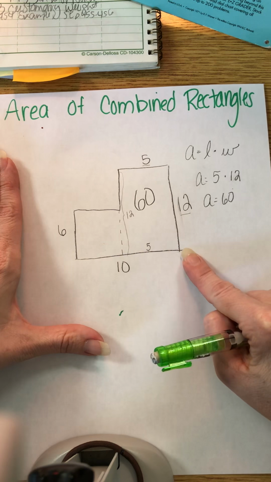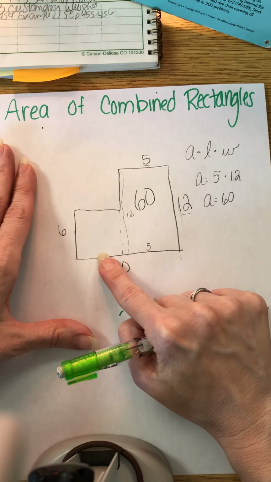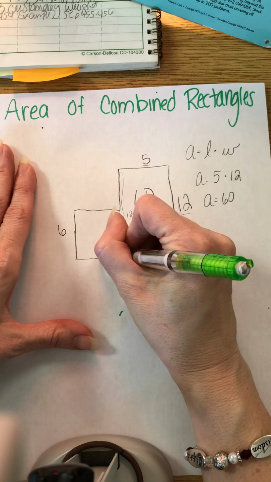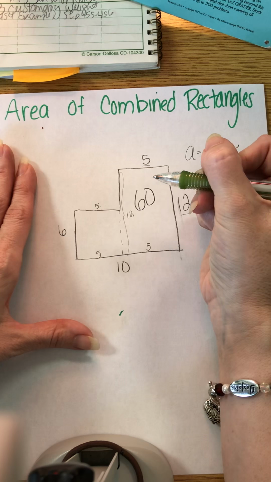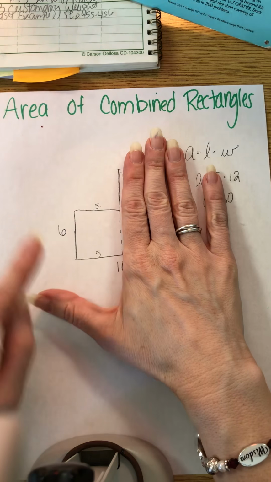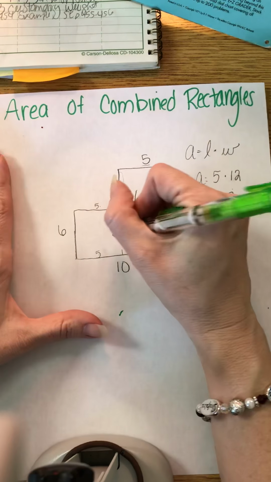If the whole thing is 10 and this part is 5, that means this part here is also 5. Opposite sides being equal, this is 5. And if I wanted to label this part here, opposite sides are equal, so this part here is 6.